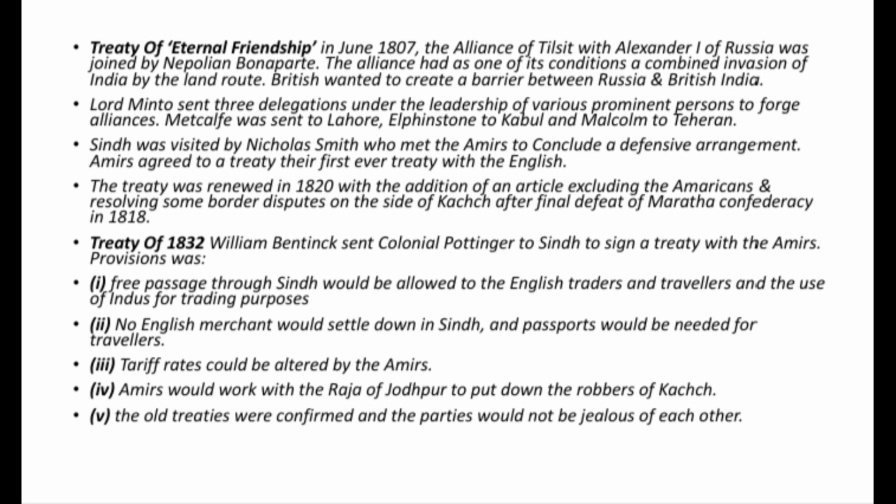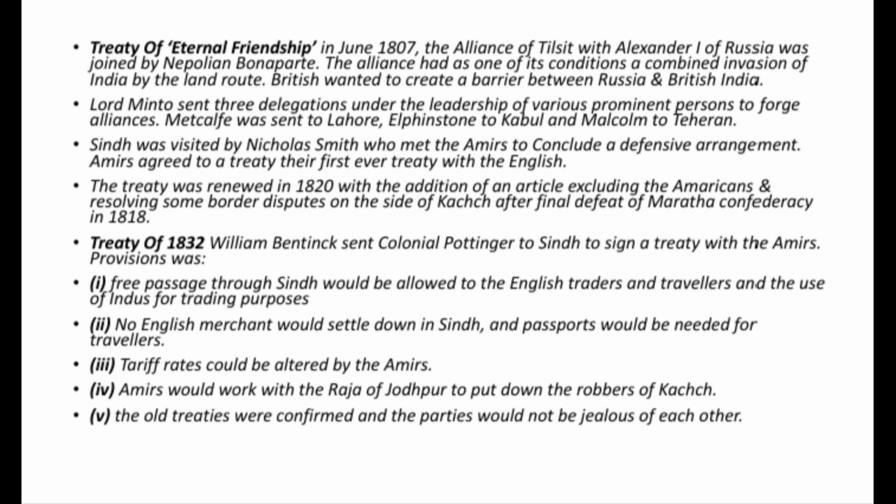After that, the Treaty of 1832 was signed. In 1832, William Bentinck sent Colonel Pottinger to Sindh to sign a treaty with the emirs. The provisions of the treaty were as follows: free passage through Sindh would be allowed to English traders and travelers, and the use of the Indus for trading purposes. However, no warships would ply nor any materials for war be carried, and no English merchant would settle down in Sindh, and passports would be needed for travelers, and tariff rates could be altered by the emirs if found high, and no military dues or tolls would be demanded, and the emirs would work with the Raja of Jodhpur to put down the robbers of Kutch, and the old treaties were confirmed, and the parties would not be jealous of each other.